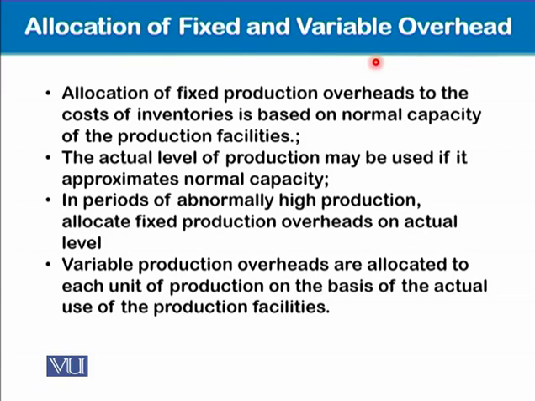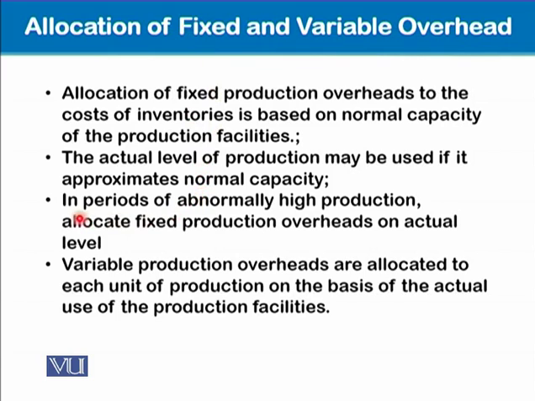Therefore, whenever we have to allocate fixed production overhead to the cost of inventories, it should be based on normal capacity of the production facilities. Yes, we can use the actual production capacity that we have attained if it approximates the normal capacity. But if that actual capacity level is much lower, then that actual capacity level will not be used as a base to allocate fixed factory overhead cost to the inventory.